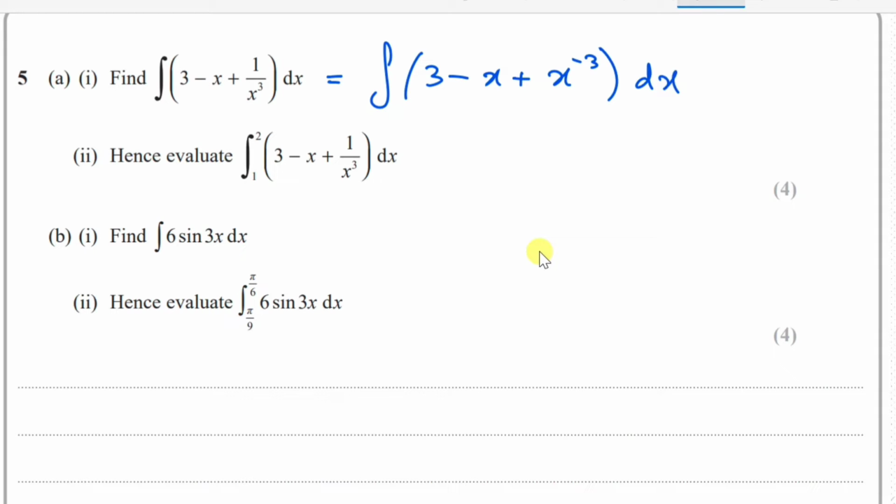Now, integrating that is quite easy. If you integrate 3, you just stick an x. If you have an x, you add a power, so it'd be x squared, and then you divide it by its power, which is 2.